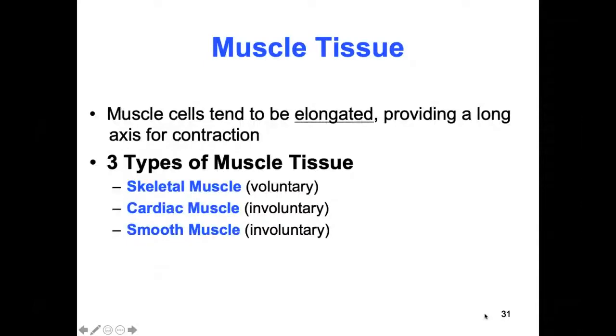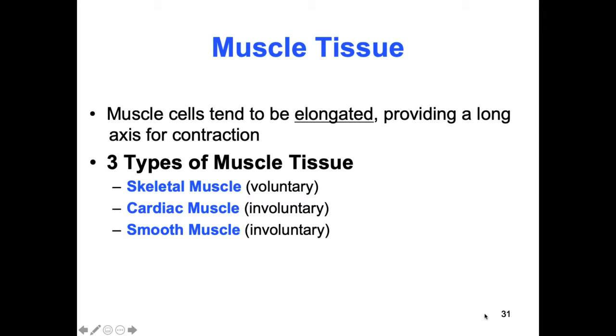Okay, so we're going to start muscle tissue. Remember, the four different types of tissues are epithelial tissue, connective tissue, muscle tissue and nerve tissue. Muscle and nerve are not too difficult. The epithelium and connective are a little bit more challenging because there are so many subcategories. Muscle tissue is only three. There are three different types of muscles.